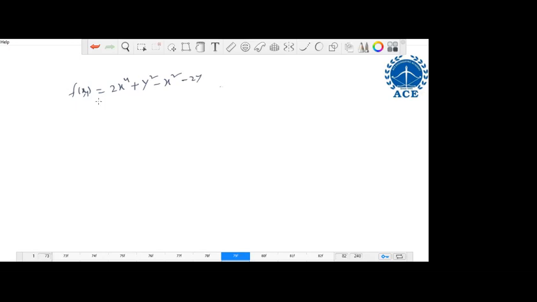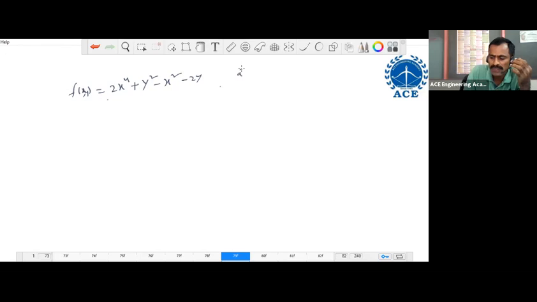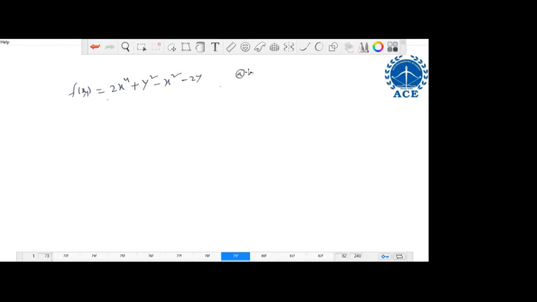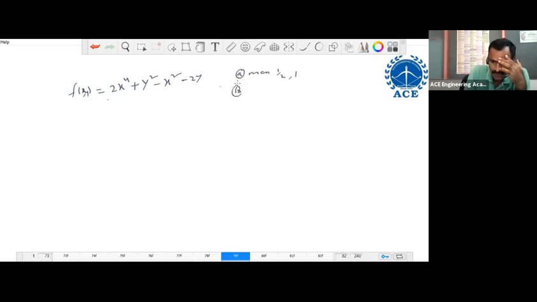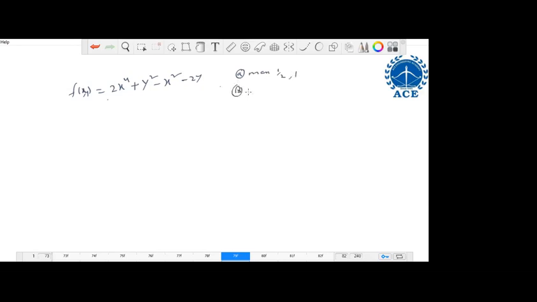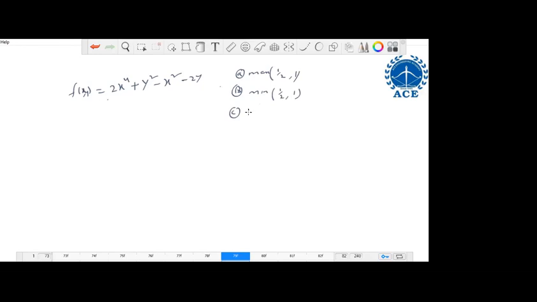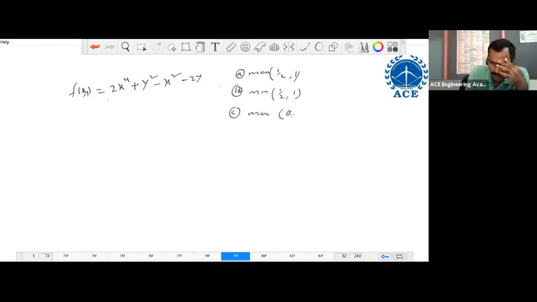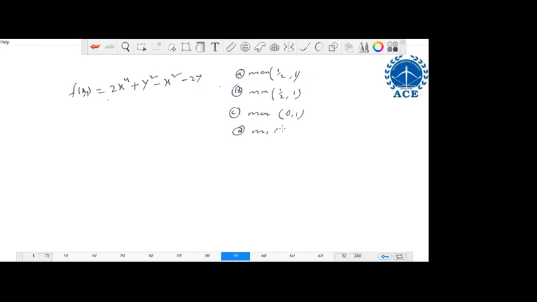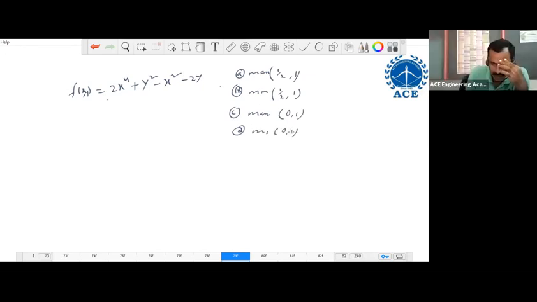So the other options. What is the first option? Option A, maxima at half comma 1. Okay. Option B, minimum at half comma 1. Option C, maxima at 0 comma 1. Option D, minima at 0 comma 1. Okay.